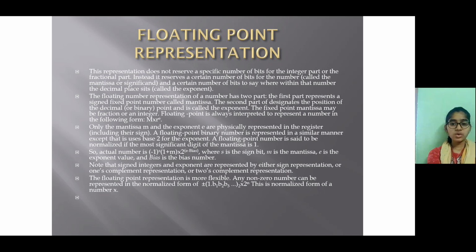So actually, (minus 1) to the power s into (1 plus m) into 2 to the power (e minus bias), where s is the sign bit, m is the mantissa, e is the exponent value, and bias is the bias number. Note that the significand integers and the exponent are represented by either sign representation, 1's complement representation, or 2's complement representation. The floating point representation is more flexible. Any non-zero number can be represented in the normalized form, which is shown here. This is the normalization form of a number.